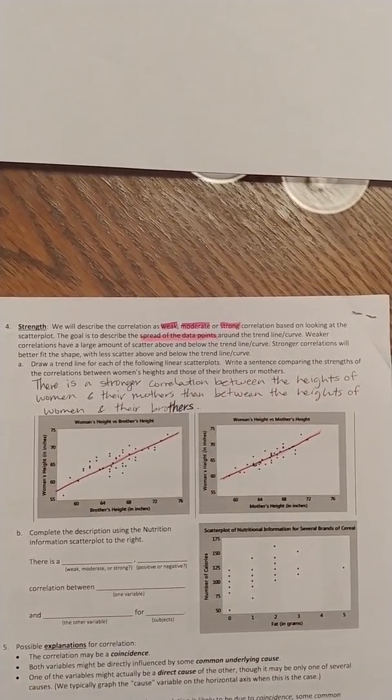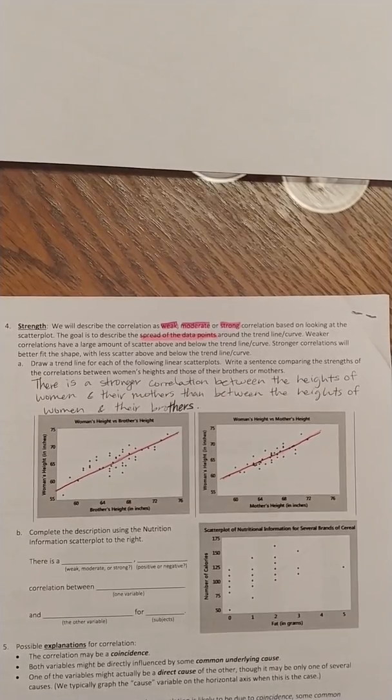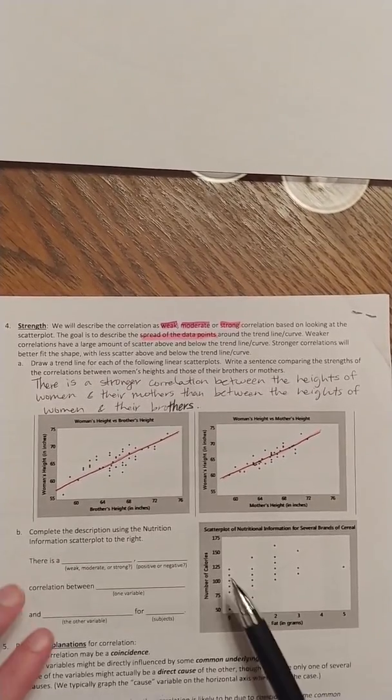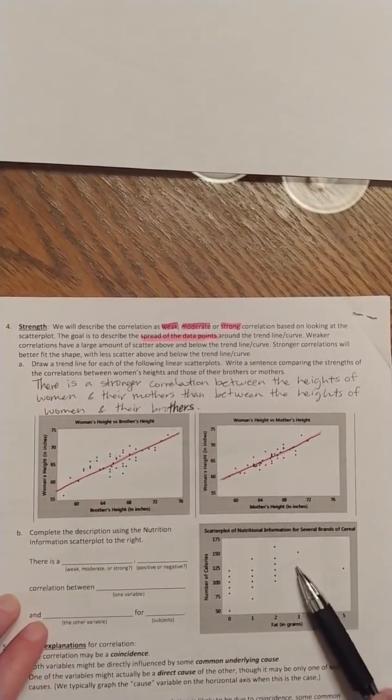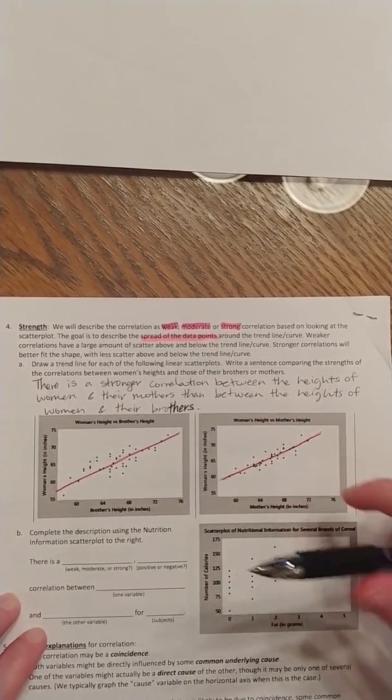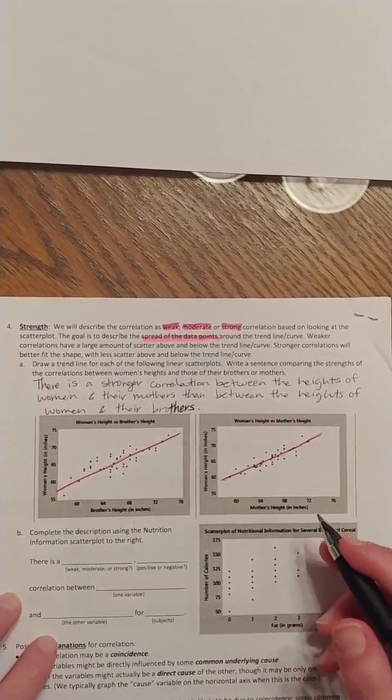All right, let's look at B. It says complete the description using the nutrition information scatter plot to the right. So here, we don't have it completely scattered around the whole thing. We do have it more or less in this kind of manner. So we could kind of draw a line.